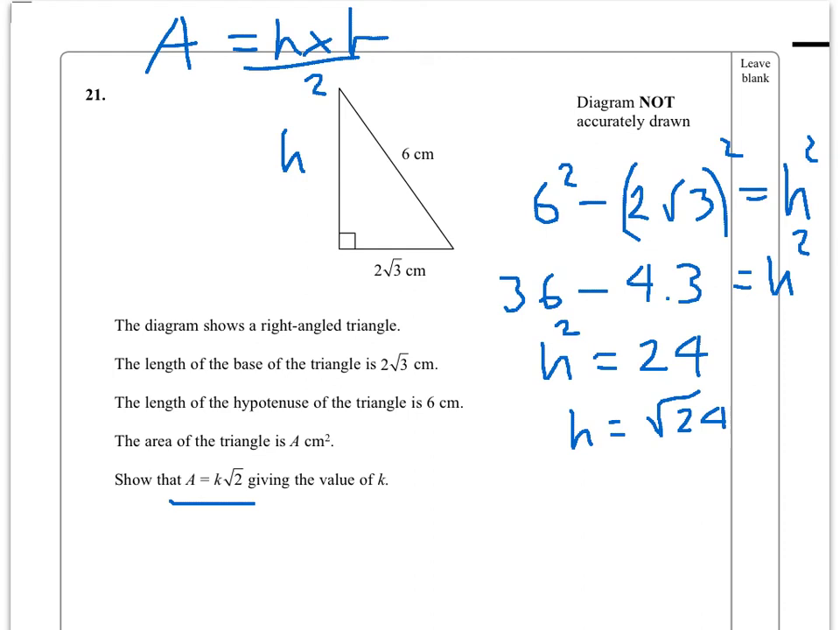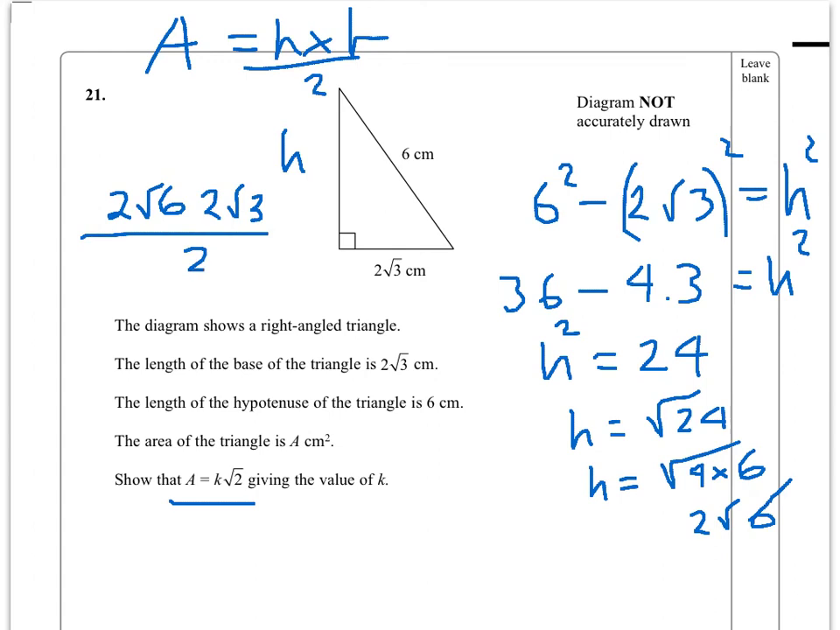Look for a factor that goes into 24 that is a square number. And I think we've got 4 times 6, probably the biggest we can get there. So we've got h equals square root 4 times 6. So it's 2 root 6 for h. So we've now got the height, which is 2 root 6, times the base, which is 2 root 3, all divided by 2, as it's the area of a triangle.